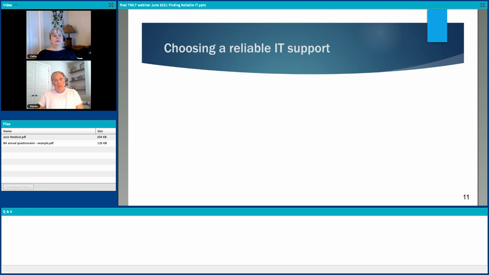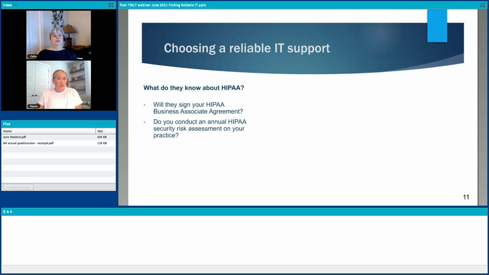So choosing an IT provider, what should they know about HIPAA? Cathy and I sometimes will chuckle that if it's not spelled correctly, HIPAA, that might be your first tip. So here are a couple of things that we would recommend: that they will sign your HIPAA Business Associate Agreement. Are they willing to do that? Are they conducting a HIPAA security risk assessment for their practice or for their company and organization? Do they have a HIPAA privacy and security officer? And are they doing annual training with their workforce? These are questions that you can ask any vendor that you're looking at, and they should be able to provide you responses to these questions.